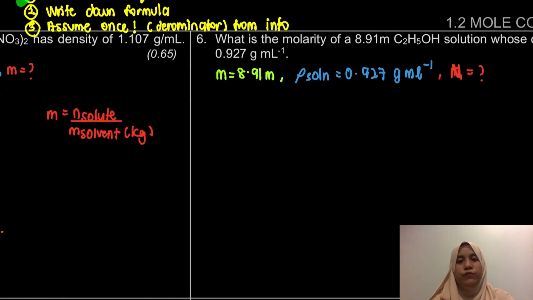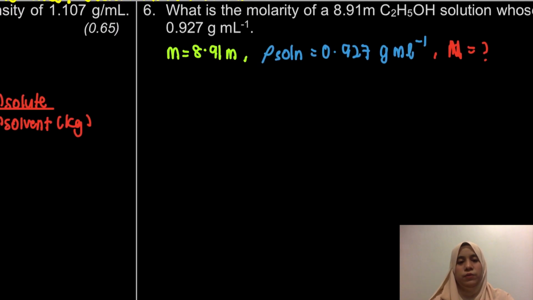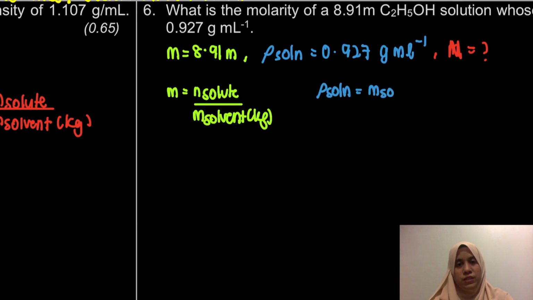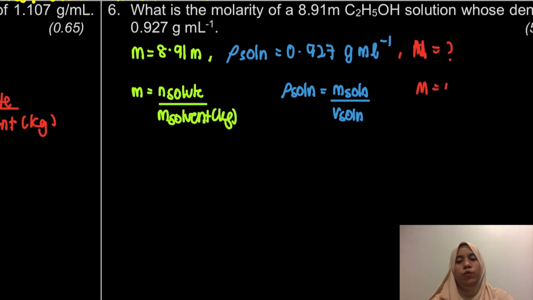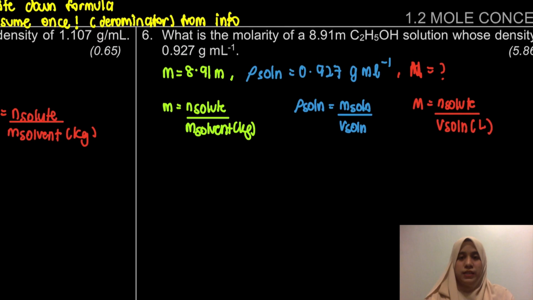Number 2 is write the formula for all of it. So number 1, molality, mole solute divided by mass of solvent, which must be in kilogram. Density is mass over volume. So since this is for solution, the mass and volume must be for the solution. And molarity is number of mole of solute divided by volume of solution in liter. So this is actually our second step.